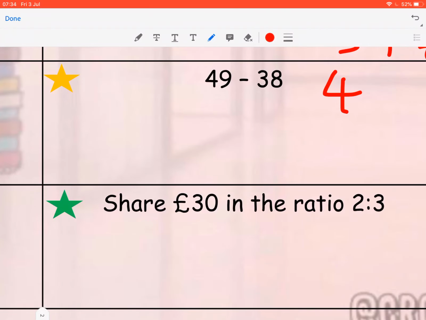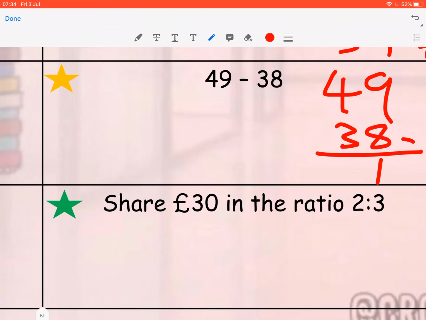49 take away 38, really straightforward. 9 take away 8 is 1. 4 take away 3 is 1. Answer is 11.